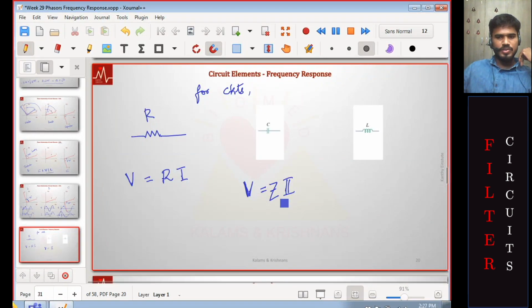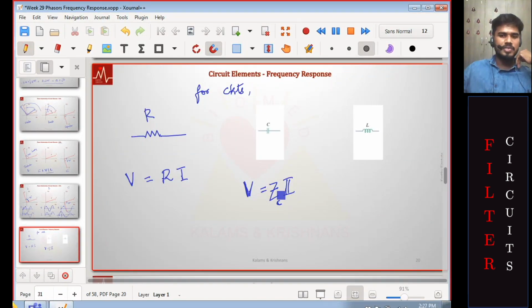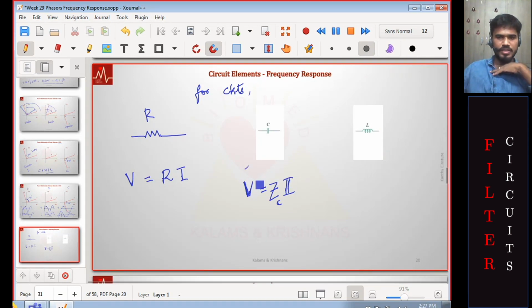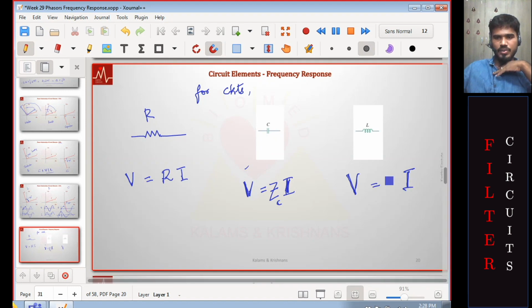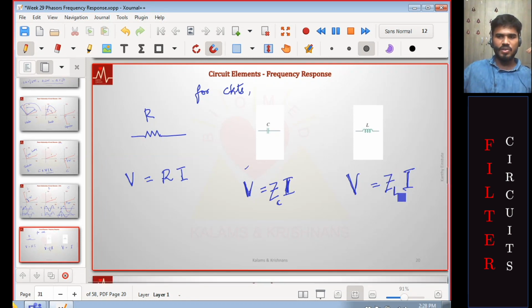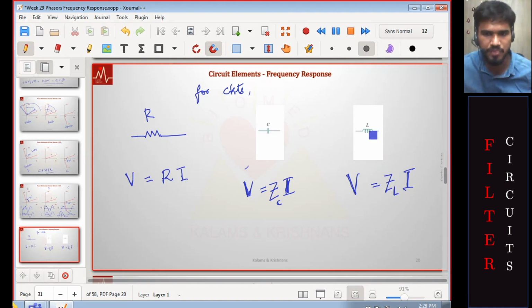That we are going to refer to as Z, or the impedance. Because it's a capacitive impedance, I'm going to put ZC. Notice V is a complex number, I is a complex number. The relation between V and I is one more complex number, multiplication. Similarly, for an inductor, if you tell me V, I can tell you I. The complex number that connects the two is an impedance. Let's call it ZL.